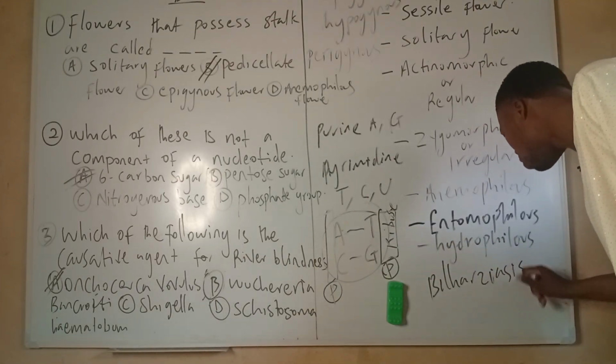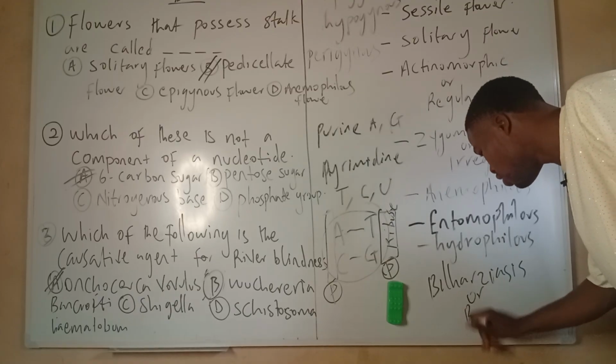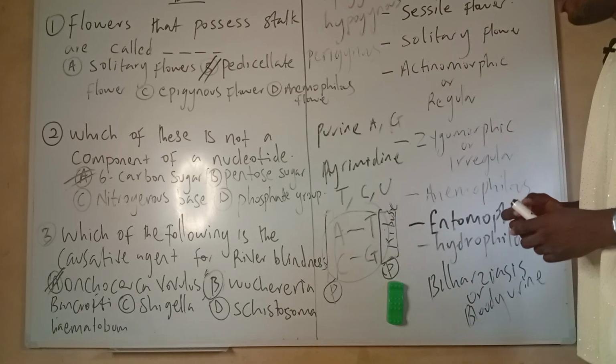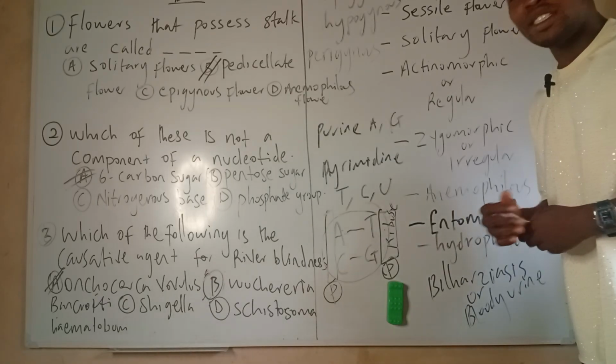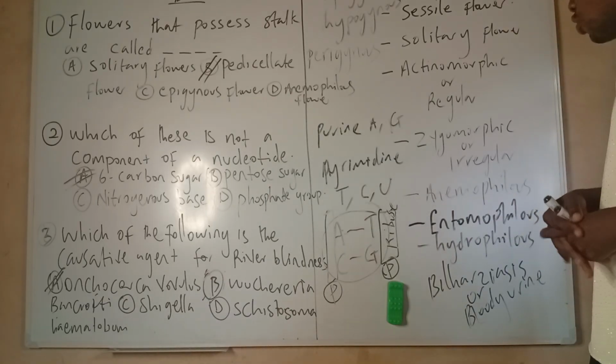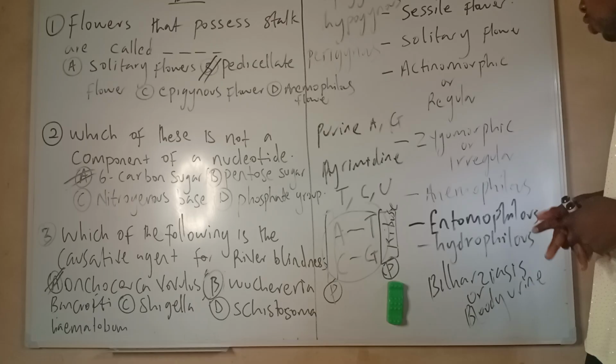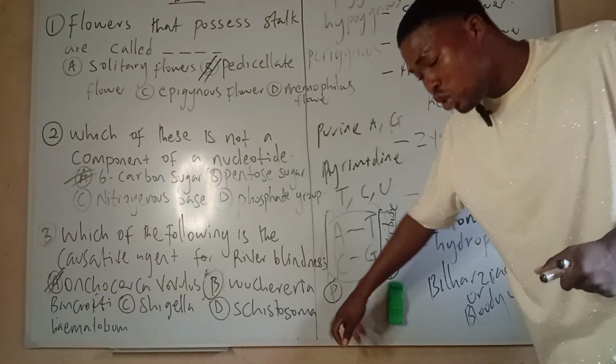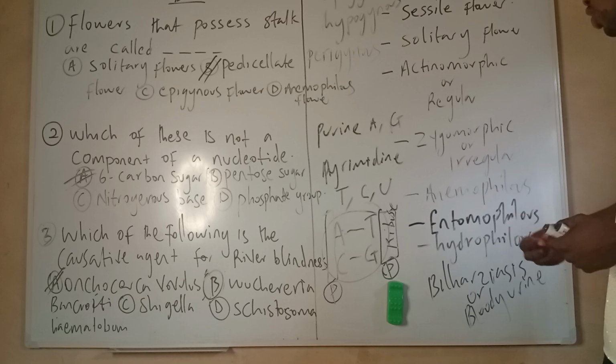Bilharzia is also called bloody urine. This disorder, you observe, especially in people that stay in riverine areas, they observe blood in their urine. This worm destroys your bladder, causing blood in your urine and even your feces in severe cases.